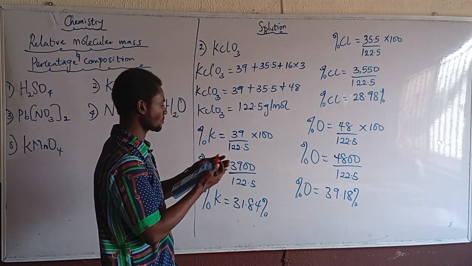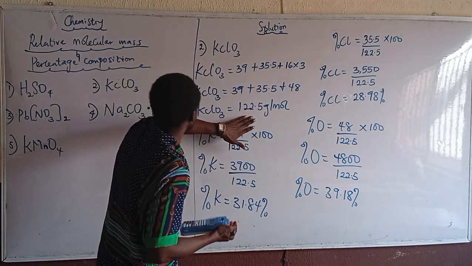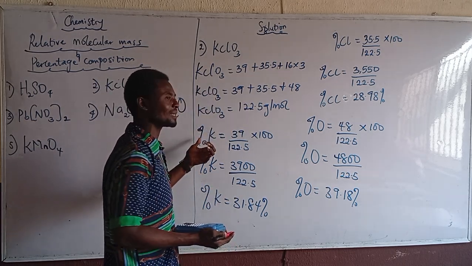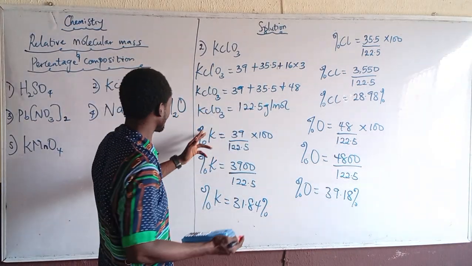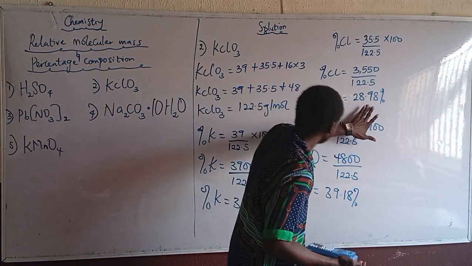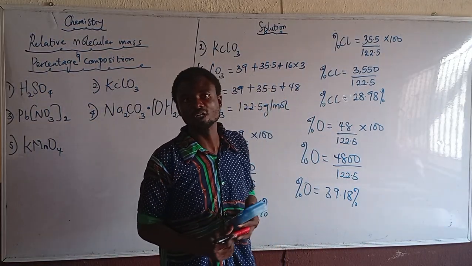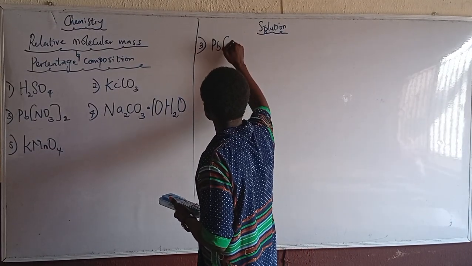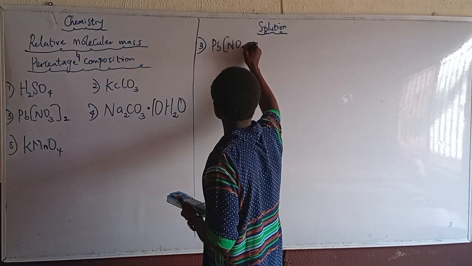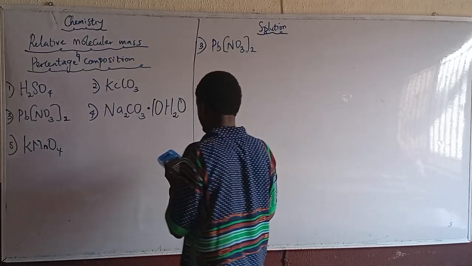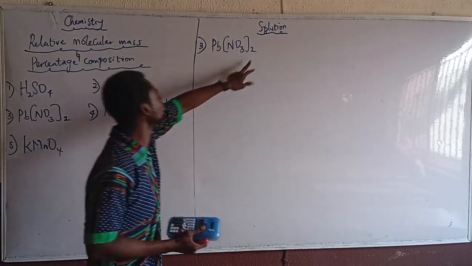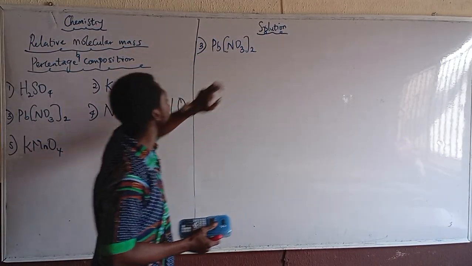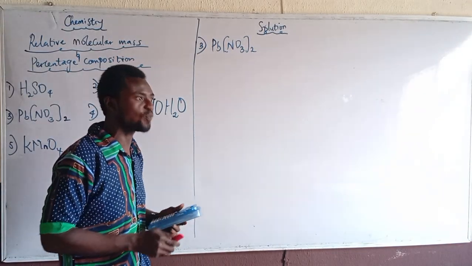So this is the relative molecular mass of potassium trioxochlorate 5. There is the percentage composition of potassium, and this is chlorine, and this is oxygen. So very quickly move to number 3. Number 3 is Pb(NO3)2. This becomes lead 2 trioxonitrate 4.